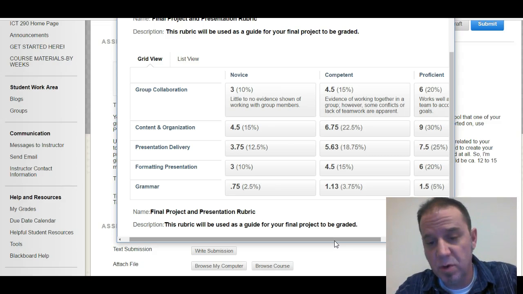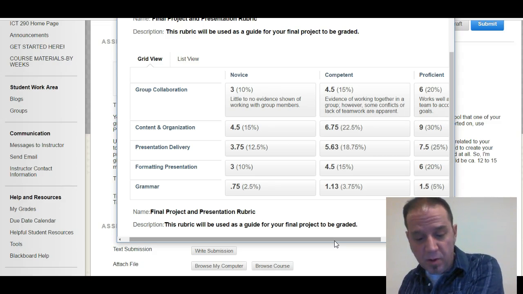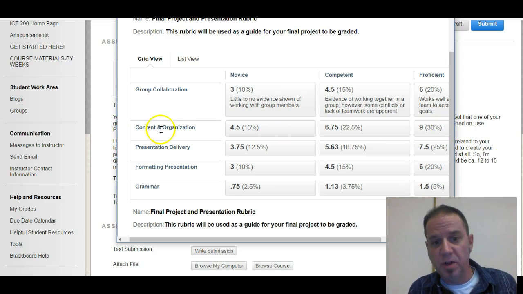So if your group has 3 people, each person will submit 2. You submit 1 for both other group members, not yourself, of course. If you only have 2 people in your group, you submit 1 for the other person in your group, not yourself. If you have 4 people in your group, you'll submit 3, one for every other member of the group. Okay, so that's how I get this top part, the group collaboration piece. Everyone in the group will be graded the same on the remainder of the percentages of the group project, including content and organization, presentation delivery, formatting of the presentation, and grammar. Okay, so that's that.